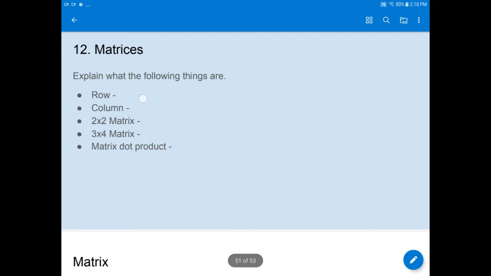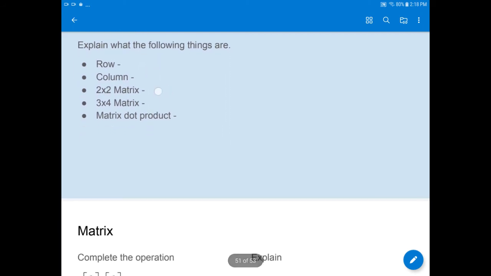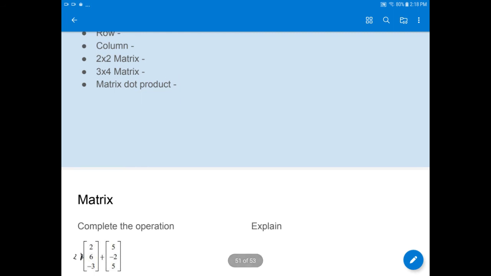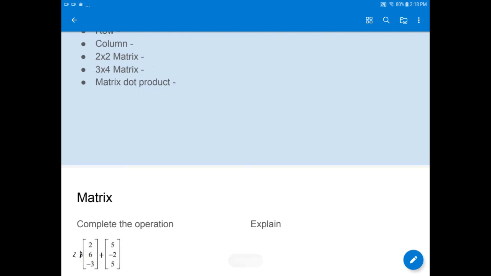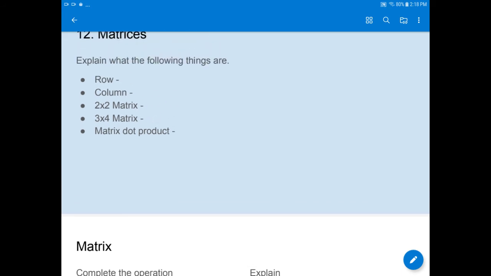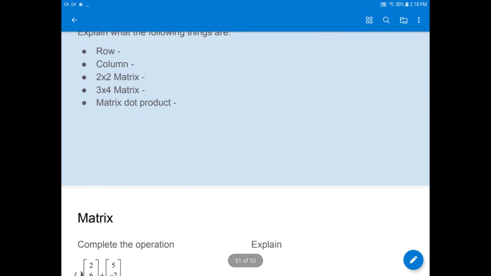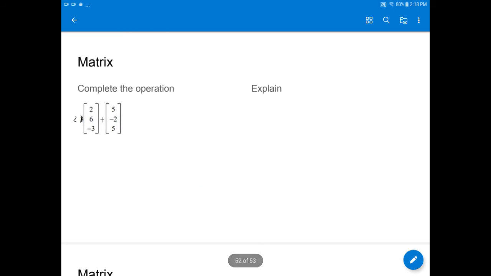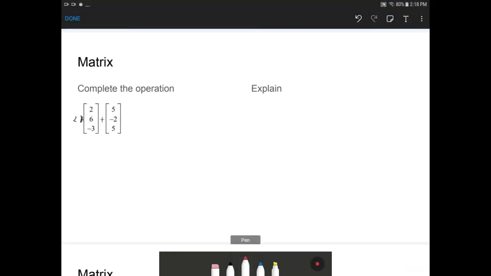Row goes left and right, column goes up and down. A 2 by 2 matrix is a 2 by 2. A 3 by 4 has, make sure I say this right, is it 3 columns and 4 rows? Matrix dot product, you multiply the rows by the columns. Okay, so 4, 12, negative 6. 5, negative 2, and 5. So that's going to be 9, 10, negative 1.